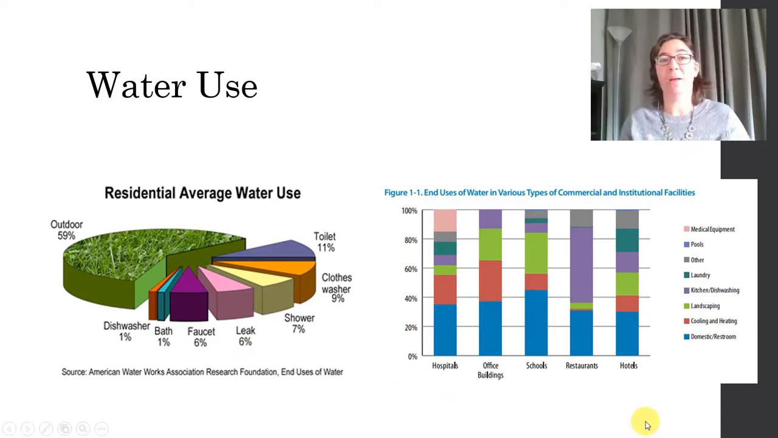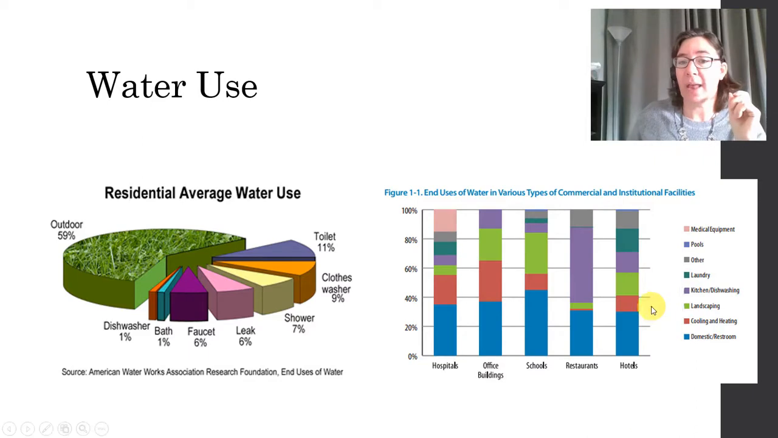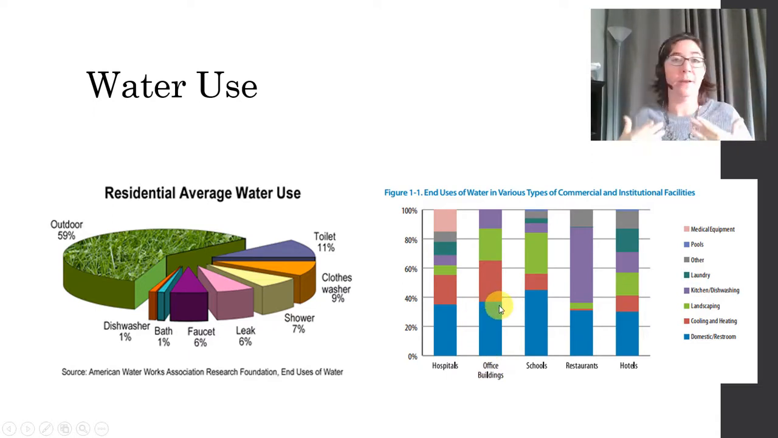For the commercial buildings, it varies wildly by the type of building. All right, so let's just take a look at office buildings right here. It looks like the major use is domestic water that includes all water for drinking and restrooms, right? Also important is water used for heating and cooling. And finally, we have this big chunk here for outdoor use and landscaping, and kitchen and dishwashing use up here.